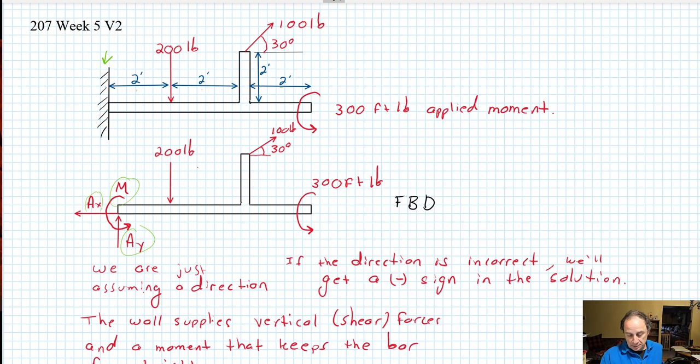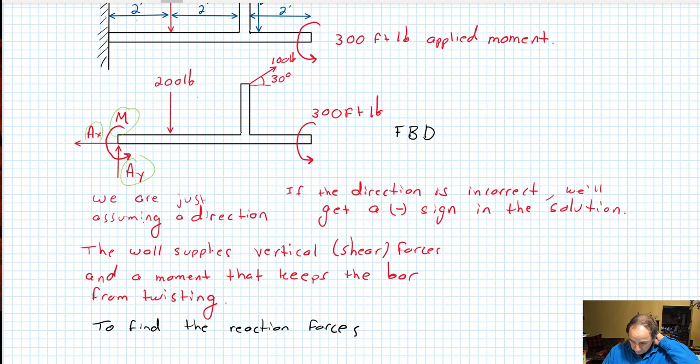Now you'll see I put directions on these, but you just assume something. It doesn't matter what direction it is, and you just be consistent with that when you're doing your analysis. And then if you get a negative in the solution, that just means it's the opposite direction from what you assumed. So it's really not a problem as long as you carefully note in the beginning what you're assuming. So the wall supplies the vertical shear forces and a moment that keeps the bar from twisting.